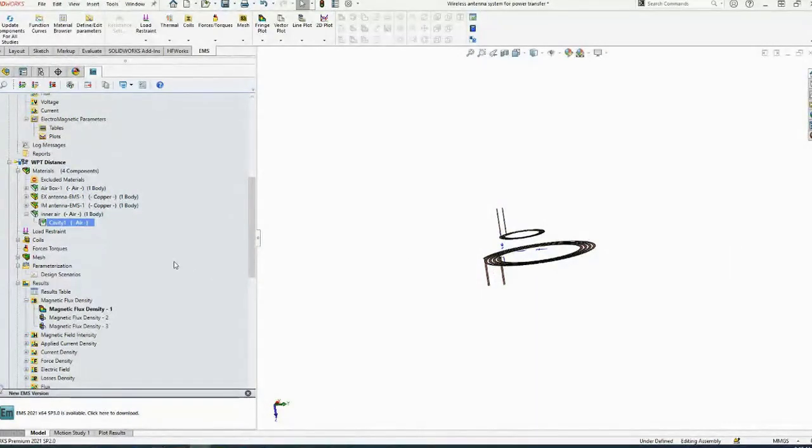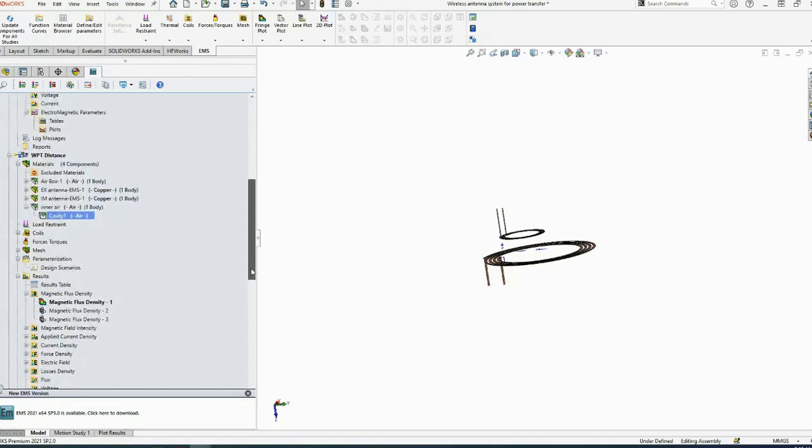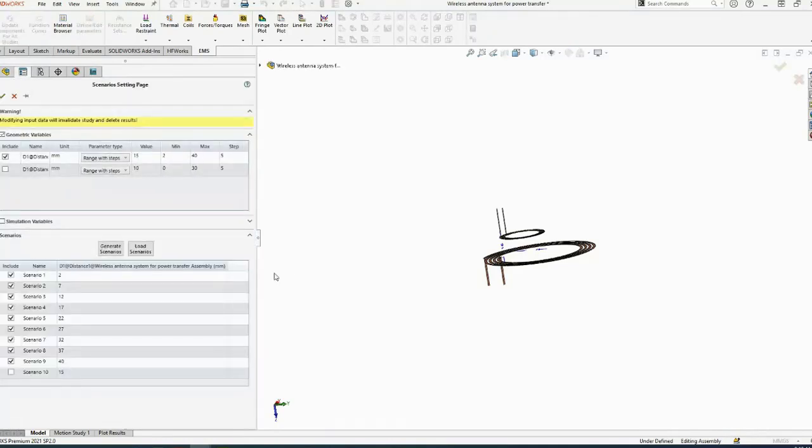The rest is straightforward, really, because the fat and all the biological tissues are non-magnetic, so we don't need to model them. You could if you wish, but I just want to simplify the model for you and show you how easy it is to use EMS to model your wireless power transfer. So we have a design scenario where we parameterize the distance between transmitting and receiving coils: 2, 7, 12, 17, all the way to 40 millimeters between the coils.